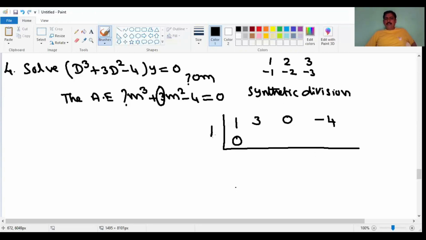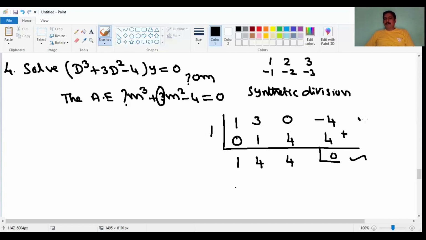First, I'm going to try with 1. If you take 1, here you add 0 plus 1 is 1. 1 ones are 1; we have to multiply this and write it. 1 ones are 1, and you can add and write 4. Again, 1 fours are 4. Here you add these 2 and write 4. And here you multiply again: 1 fours are 4. Here if you add these 2, you will get what? 4 minus 4 is 0. We got 0 here, so your root is correct.